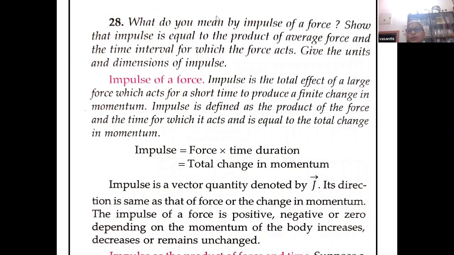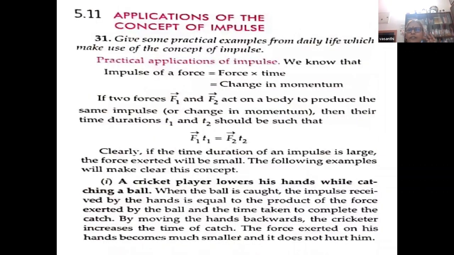So impulse is the total effect of a large force. Somebody told me, I think Jagannathan sir, isn't it? Impulse is the total effect of a large force which acts for a short time to produce finite change in momentum. So impulse is force into time, or total change in momentum. So Ft, you know that F into t is change in momentum. So the unit of impulse and momentum will be the same. Whenever you are teaching impulse, you define impulse but give lots of illustration.